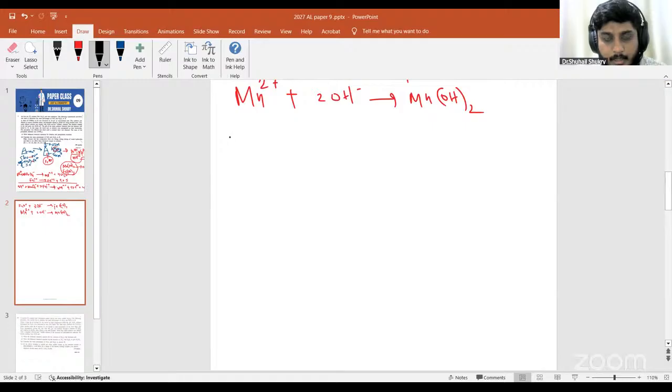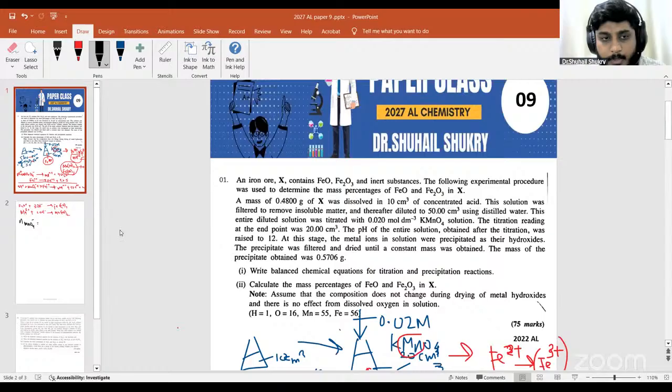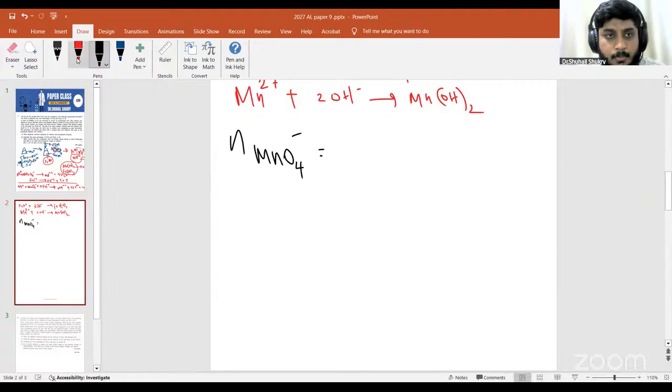So I can find n of MnO4 minus, the number of moles of MnO4 minus. Okay, MnO4 moles. So if I find the KMnO4 moles, you can see 0.02 M. So how to find the number of moles? Multiply C into V, CV. Concentration of this is 0.02. This is the concentration. Volume will be, you are writing dm minus 3 here.